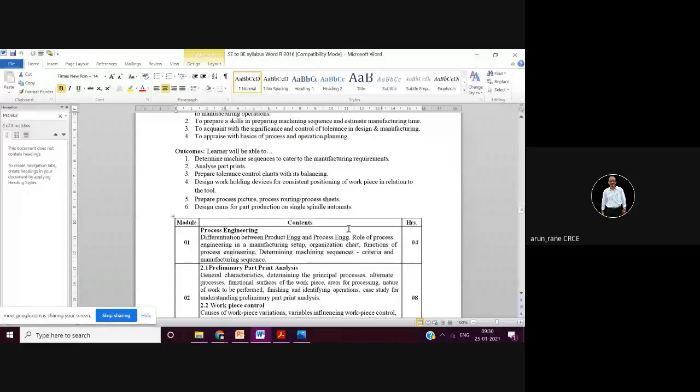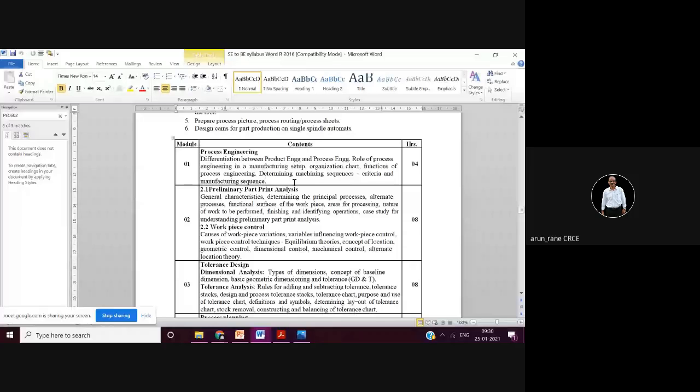Then design cams. This is something interesting: how to design the cams on single spindle automats. Now these cams are not the cams which you have learned in theory of machines. They are automatic cams which we are going to use on the automats. Automats are nothing but again mass production machines. Single spindle automats means it has only one spindle. Similarly, you have multi-spindle automats.